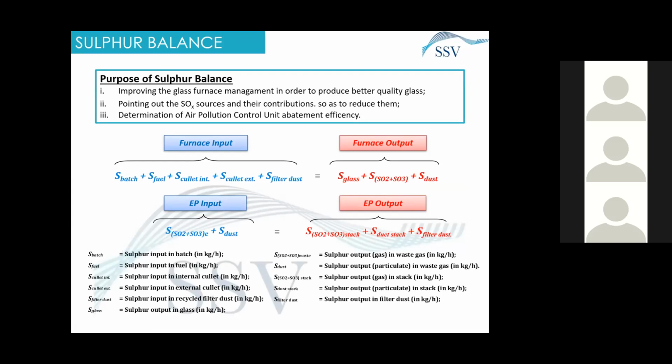So there are usually 5 inputs: the sulfur coming from the batch, the one coming from the fuel, from the cullet, also internal cullet and foreign cullet, but also the sulfur coming from the filter dust, which is the dust collected from the filter that could be reused and recycled like raw material. And the furnace outputs for the sulfur are the sulfate that is going out with the glass, the one that goes out of the furnace with the waste gas, and the one with the dust.